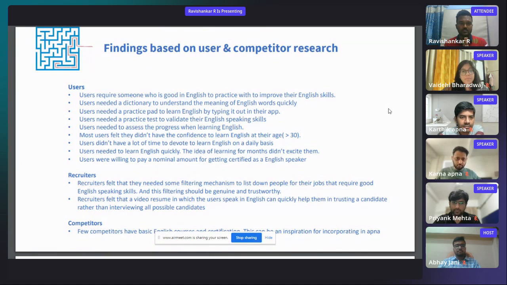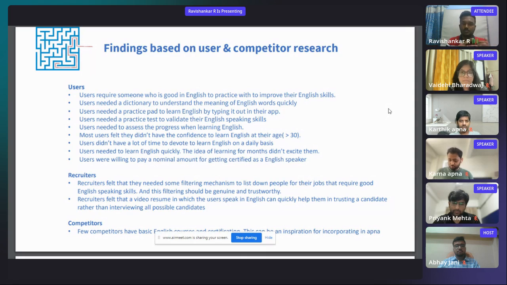The findings are that users require someone who is good in English to practice with. They required a practice partner. They needed a dictionary to understand the meaning of English by typing in their native language words. They needed a practice pad to learn English by typing it out. They needed a practice test as well. And they needed to assess their progress while learning English. They didn't know where to start.